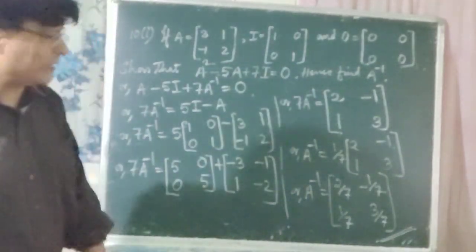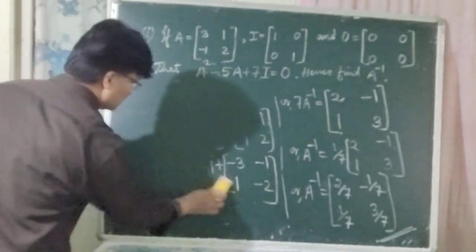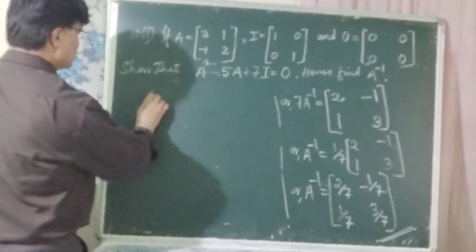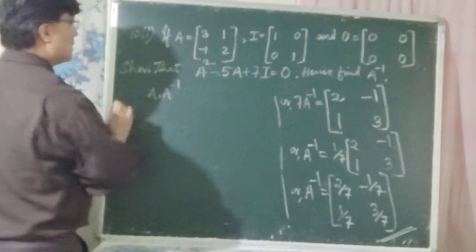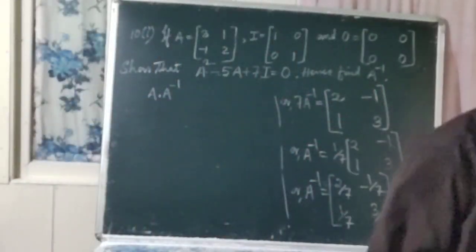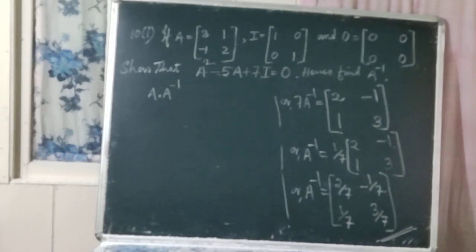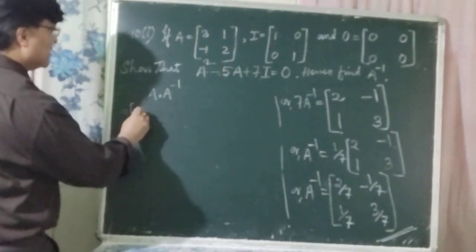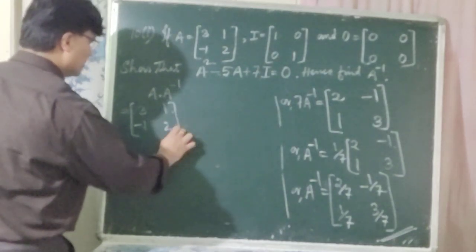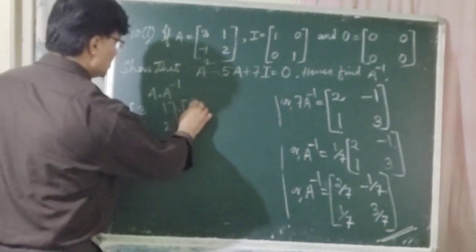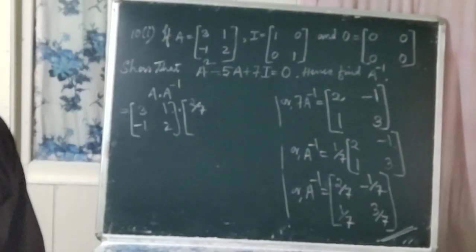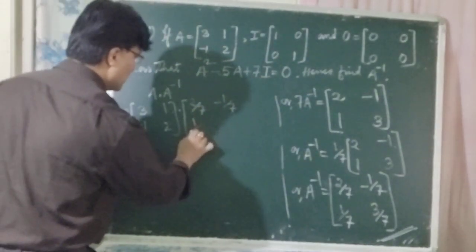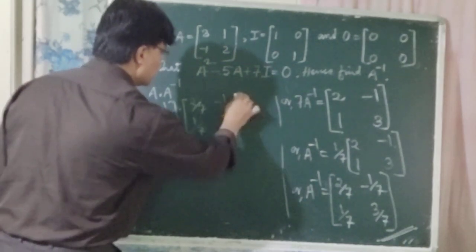You will get full marks, right? So let us check it. So let us check whether this A inverse is correct or wrong. A dot A inverse. So you should get A dot A inverse equal to I, isn't it? Let us check it. So what is A out here? This is [3 1; -1 2] dot, what is A inverse? It is 2 by 7, minus 1 by 7, 1 by 7, and this is your 3 by 7.